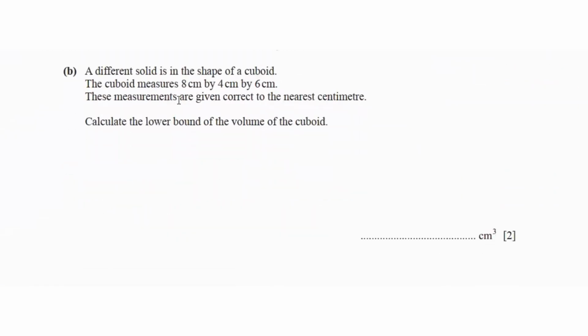A different solid is in the shape of a cuboid. The cuboid measures 8 by 4 by 6 centimeters. These measurements are given to the nearest centimeter. We have to calculate the lower bound of the volume of this cuboid. So it says that the measurements are correct to the nearest centimeter.